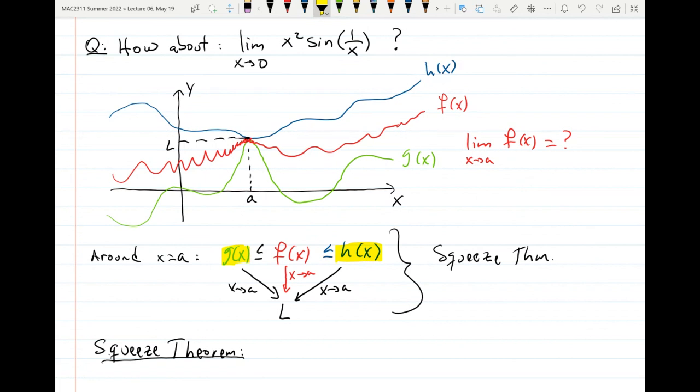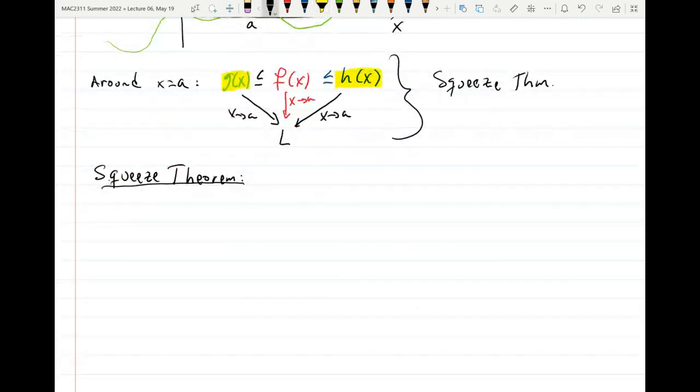But for example, in the cases above, it would be very straightforward because every time the sine or cosine shows up, we already have a very good starting point to use. So we take advantage of that. You're going to see what I mean in a second. Anyways, so squeeze theorem. Here's the statement.